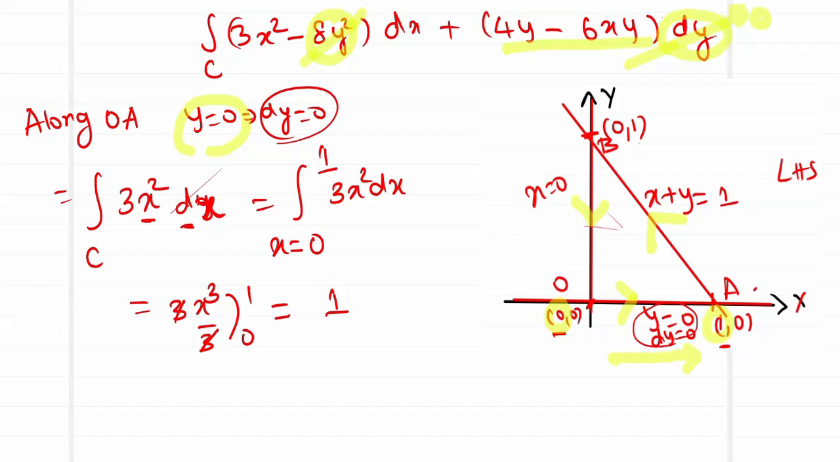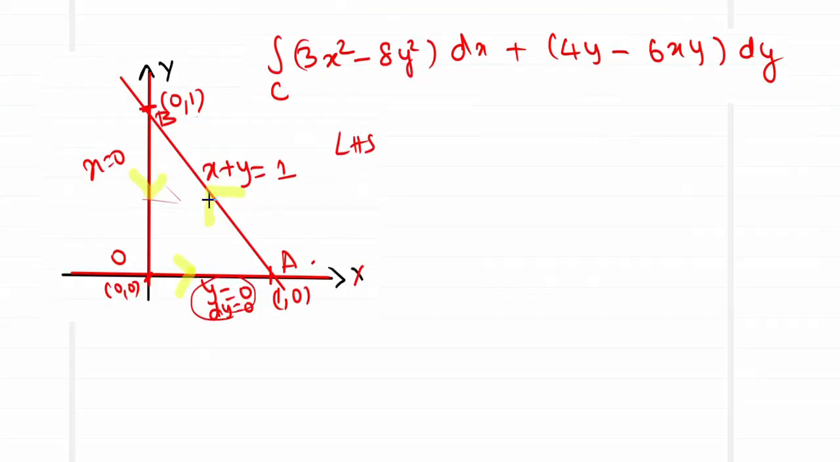Now let us move to the second part. Now we are moving along the line AB. What is the name of the line AB? x plus y equal to 1. So we have x plus y equal to 1. We will have to convert it into one variable because I have only one integration. So we will see which is going to be the best. The most preferable choice is, I have y present over here.